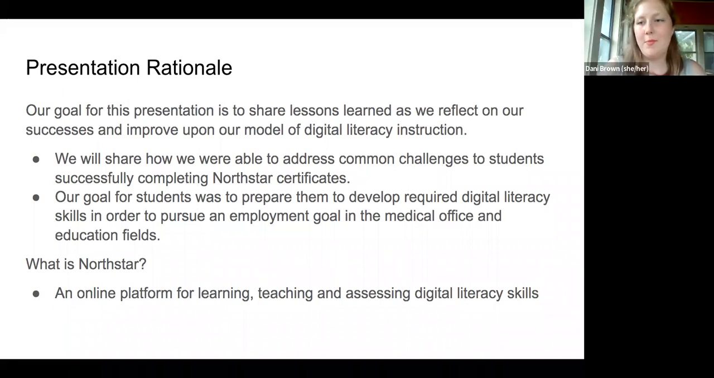And one important thing that we should note before we get started, we're going to be discussing North Star. North Star, for those who are not yet familiar, is an online platform for learning, teaching, and assessing digital literacy skills. We'll have more information for you about that and a way to get trained up on North Star at the end in our resources slide.